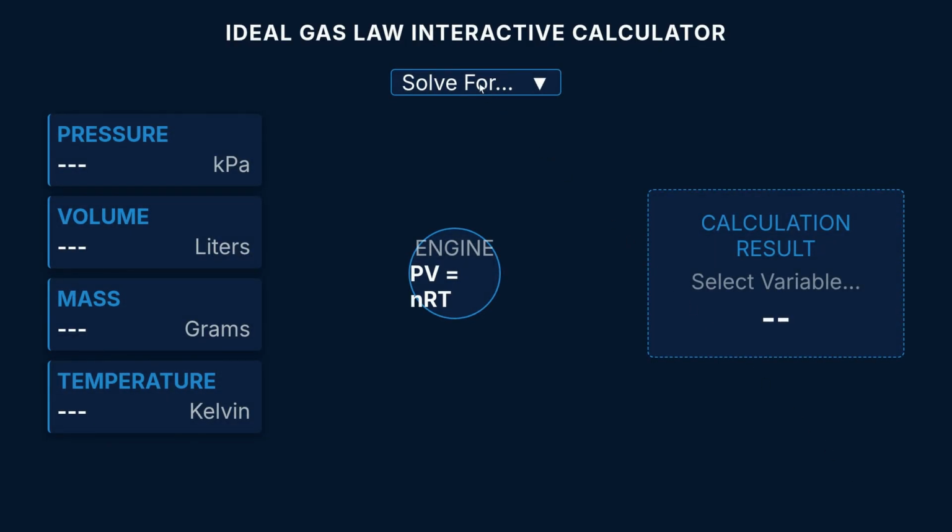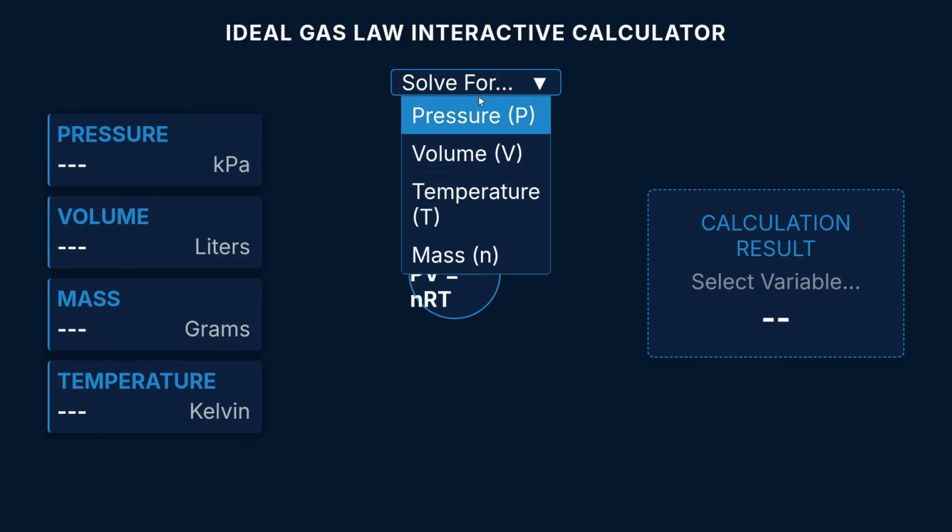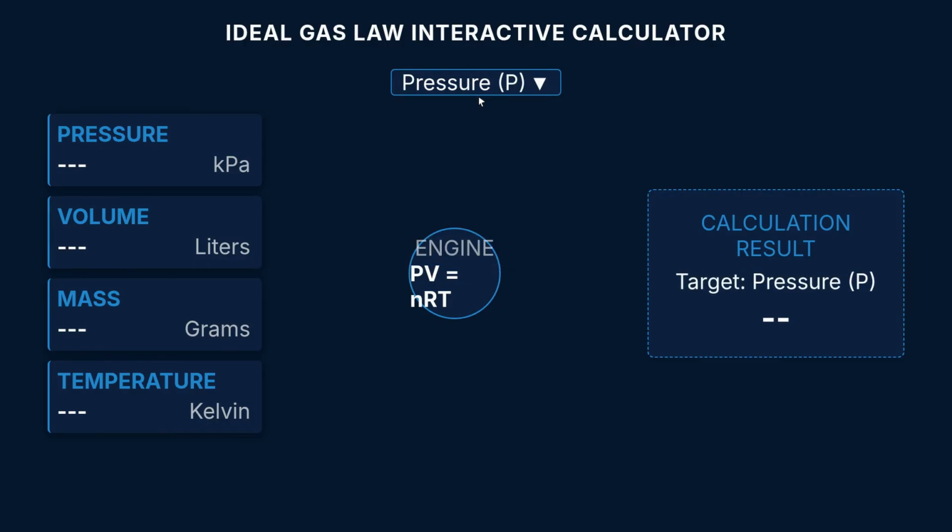You can select pressure, volume, temperature, moles, gas density, or gas mass. I'm selecting Solve for Pressure. The pressure unit dropdown offers Pascal, kilopascal, atmosphere, PSI, or bar. I'll use kilopascal. Volume units include cubic meter, liter, cubic centimeter, cubic foot, or cubic inch.